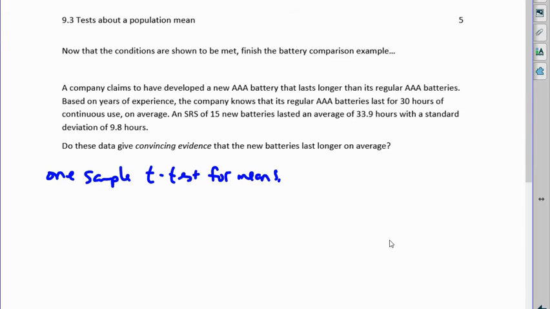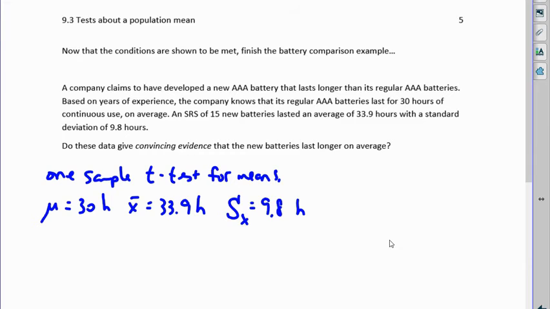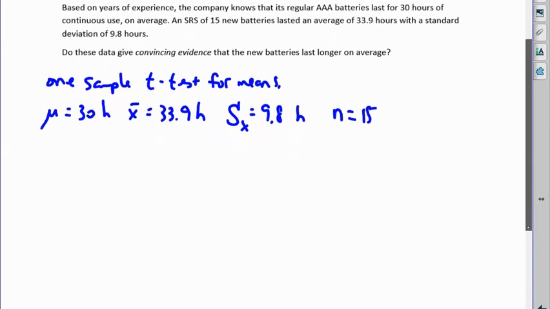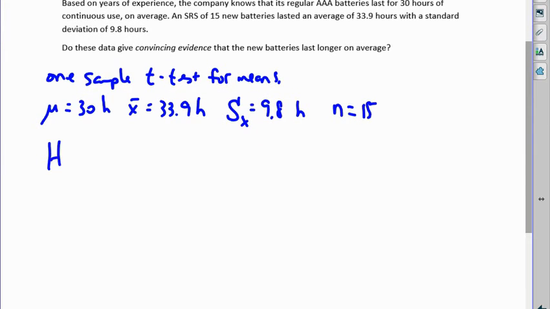We know that mu is 30, x bar is 33.9, standard deviation 8.9. These are all hours. And that is with a sample size of 15. So, start off by writing your hypotheses.